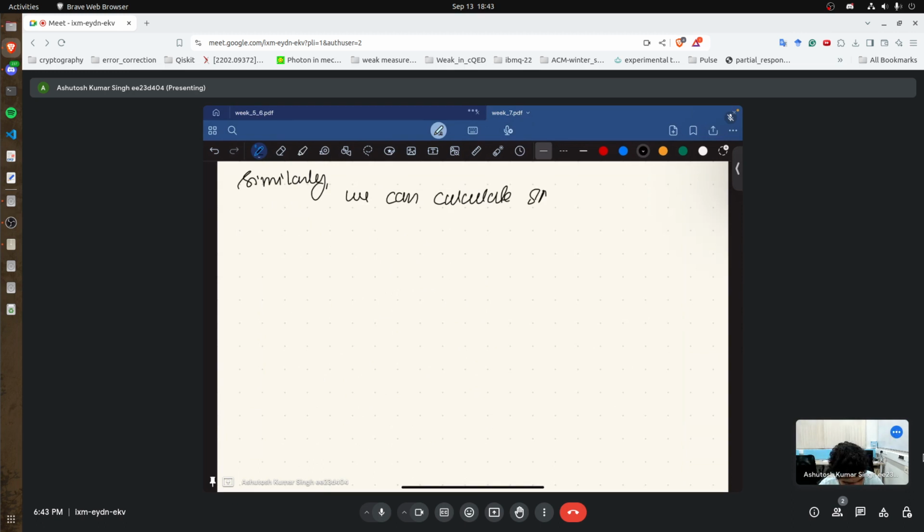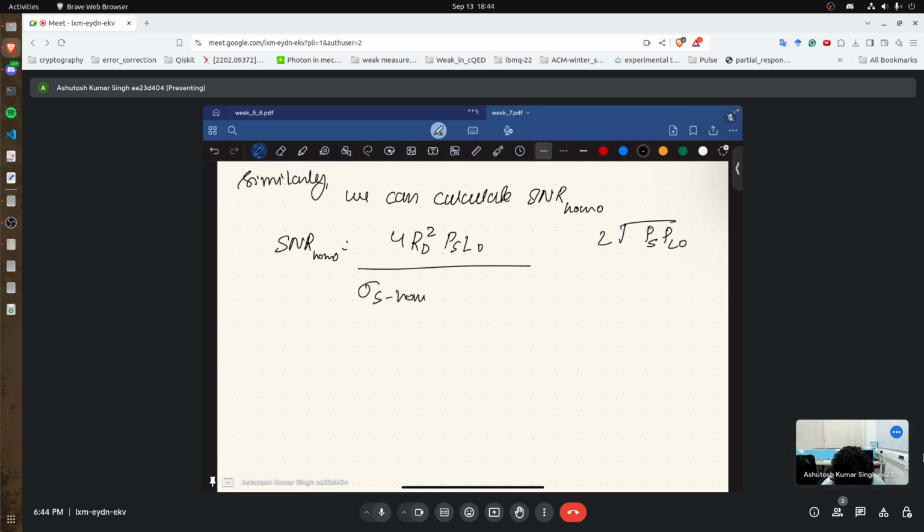We can calculate SNR homodyne, which will be given by RD square PS PLO, because remember, in the exponential term this 2 was outside, if I remember correctly. So the square of this is how we get this term, and then you have sigma shot homodyne plus sigma thermal.